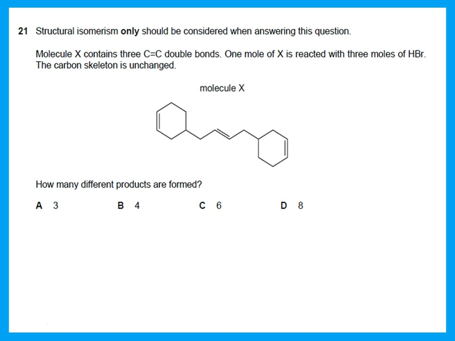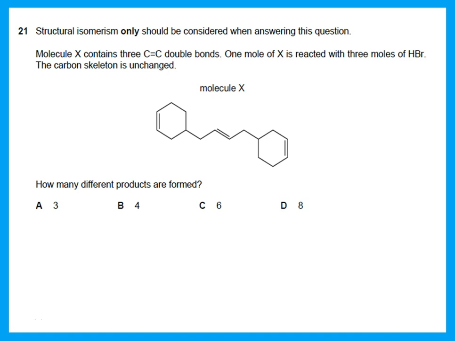Structural isomerism only should be considered when answering this question. Molecule X contains 3 double bonds. 1 mole of X is reacted with 3 moles of HBr. Of course, if I have an alkene and I react it with HBr, the bonds open up and add H and Br on the 2 carbons that have the double bond. So how many different products could be formed?